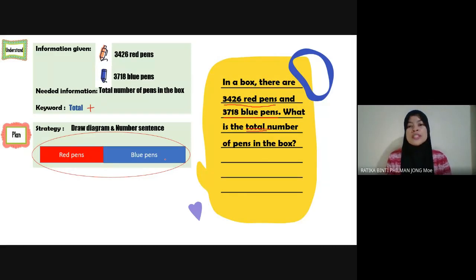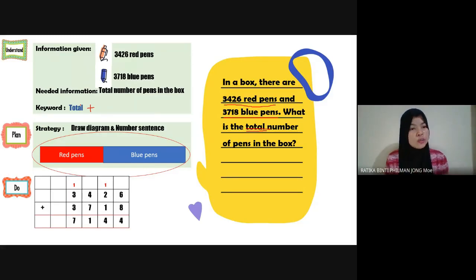Okay, so the question asks to total up the number of pens in the box. So I need to count together this red pen and also blue pen. So seperti yang kita tahu tadi, we are going to use operation addition. So now we do. After we plan, now we do. Okay, we do it in normal form. Kalau boleh kira guna macam mana? Kalau boleh kira guna lukisan saja, you can use diagram lukisan untuk selesaikan. But since this is besar kan, so it's easier for us to solve it in normal form.